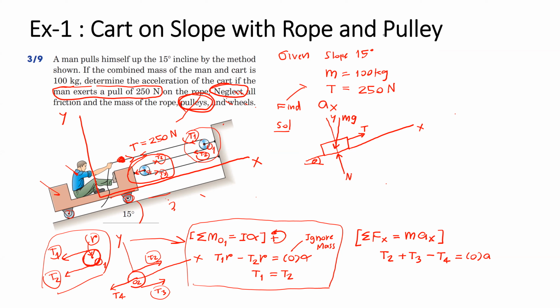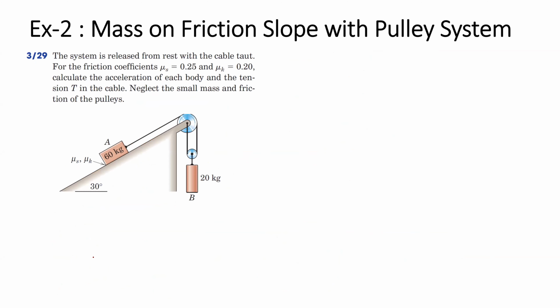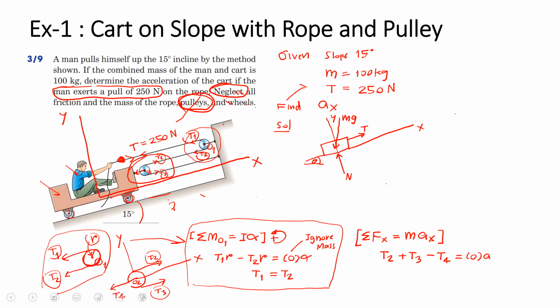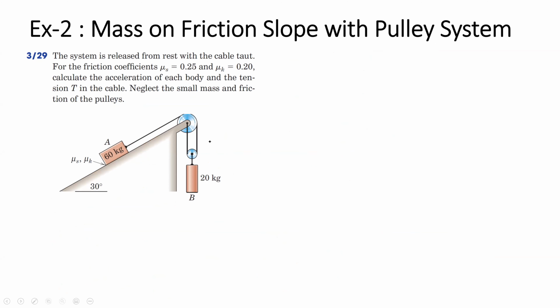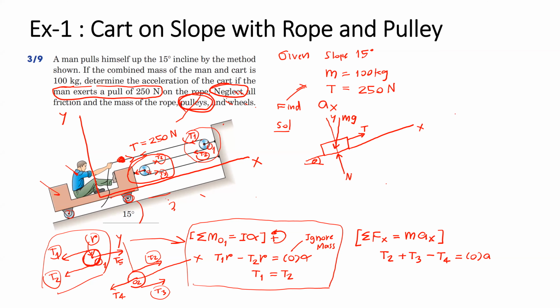Okay, thank you for the question. For the first pulley, this is my mistake. We may put T5 here. Yeah, this force can be T5 here.